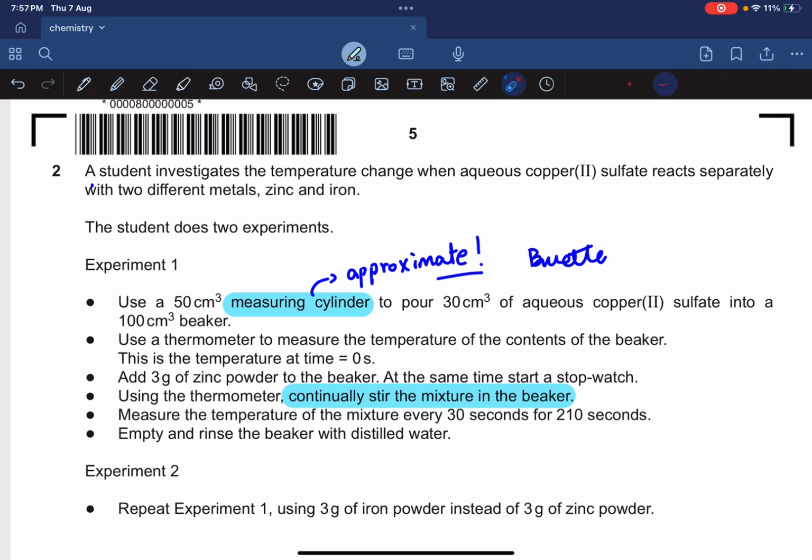You need to know each and every step. Why are we doing this? Why is this not a good thing? Everything. Why are we going to use the same amount for both? To get accurate results, to get fair results. Measure the temperature of the mixture every 30 seconds for 210 seconds. So how many times are we going to measure? 7 times. After you measure 7 times, it's going to be 210 seconds, because it's simply the table of 3, 7 times 30 is 210. Empty and rinse the beaker with distilled water.